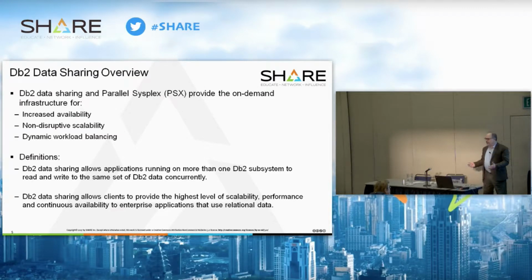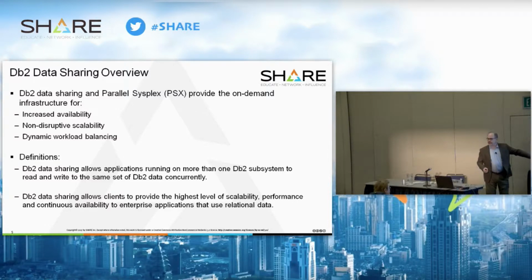So fundamentally, when I think about data sharing in parallel sysplex, I think about this as the starting point if you want to get increased availability, non-disruptive scalability, and dynamic workload balancing, right? So this is what we do in the Z space to do all these things with Db2 data. Now, I'm going to talk only about Db2, but we can do the same things with IMS data sharing, and we can do the same things with VSAM if you're using RLS, but I'm just going to talk about Db2.